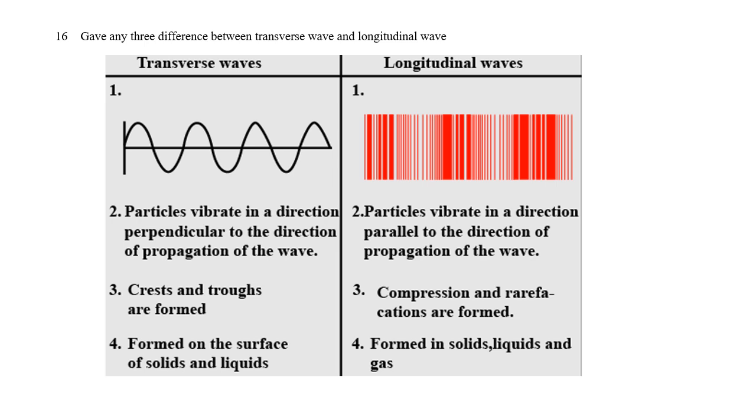Question 16. Give any three differences between transverse wave and longitudinal wave. Transverse wave: perpendicular to the direction of the wave, only solids, polarizable. Longitudinal wave: parallel to the direction of the wave, solids, liquids, and gases, not polarizable.